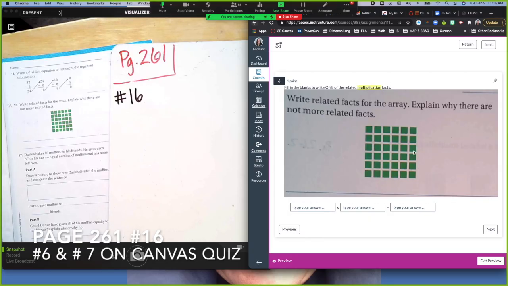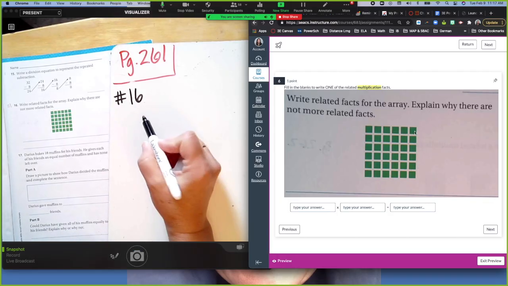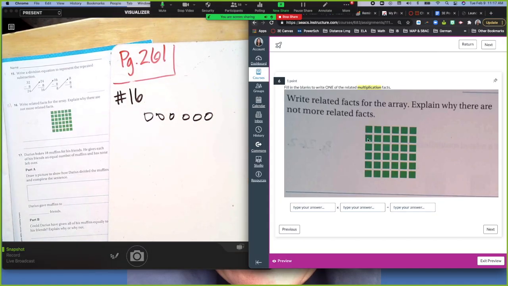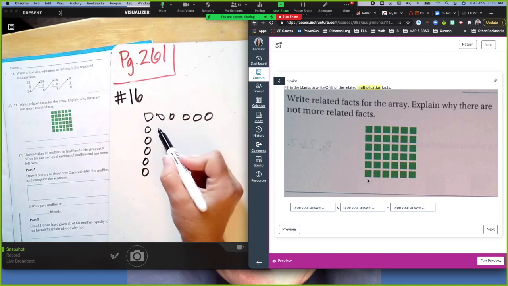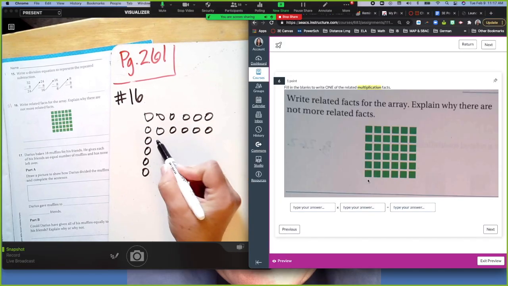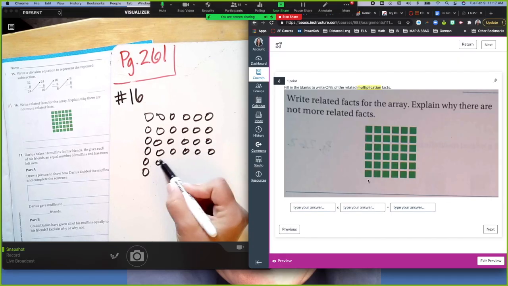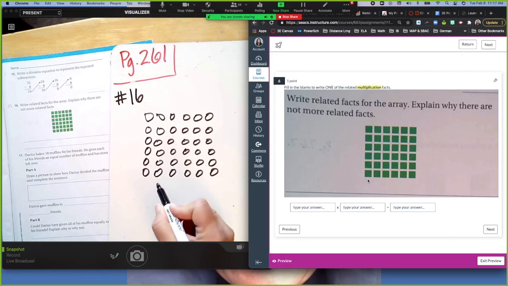So for this one, we have to look at the array, and I can see there's 1, 2, 3, 4, 5, 6. 6 going across. And I can see there's 1, 2, 3, 4, 5, 6 going down. And so this array, I need to have a multiplication problem to match it, right? So if I have 6 rows and 6 columns, then it's going to be 6 times 6.